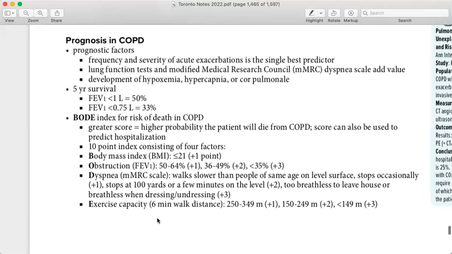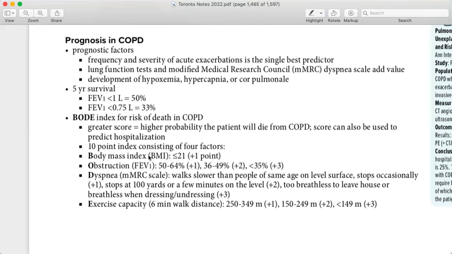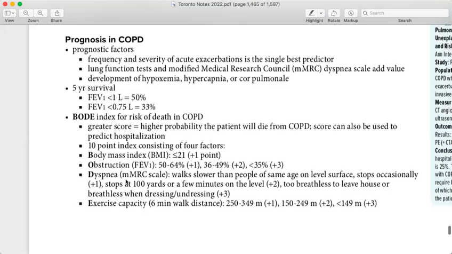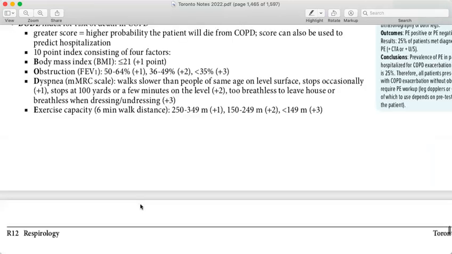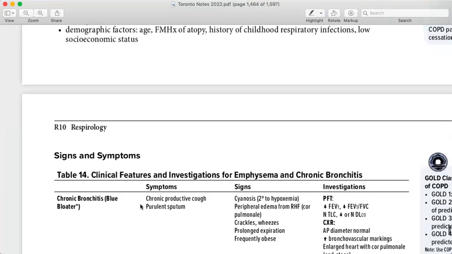So if they give you a scenario where there is a body mass index of more than 21, obstruction is 50 to 64%, with that you can give the points and see the probability. Just give it a read. Okay, now coming to asthma.